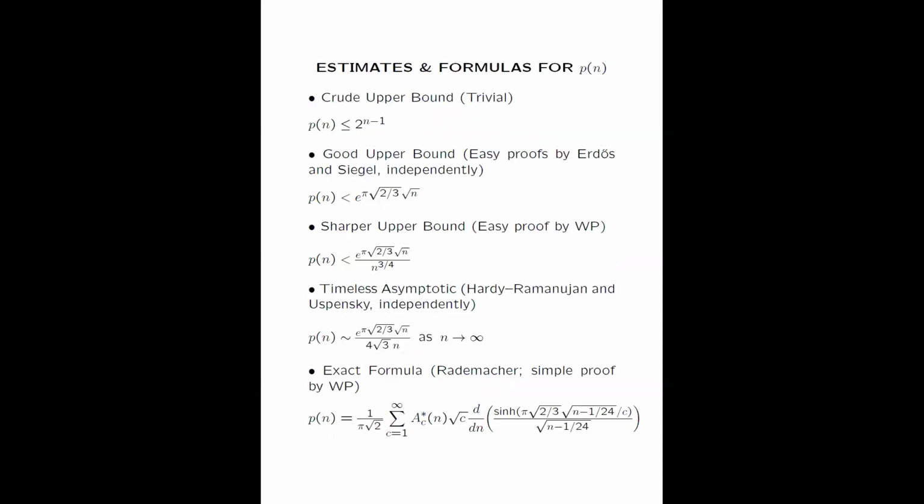So let me continue. The next slide gives some estimates and formulas for P of n. Very crudely, we can bound P of n by the number of compositions, which is exactly 2 to the n minus 1. That's trivial. There are good upper bounds. A good upper bound is P of n is less than e to the pi square root of 2/3 times the square root of n.